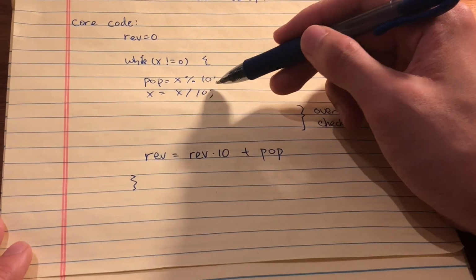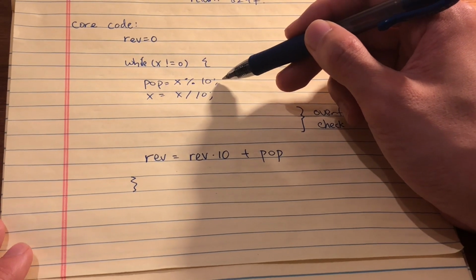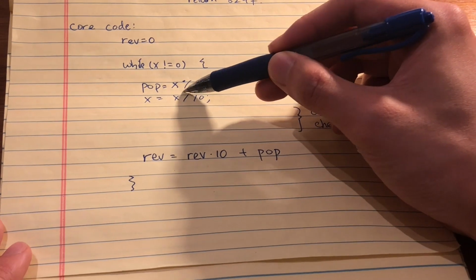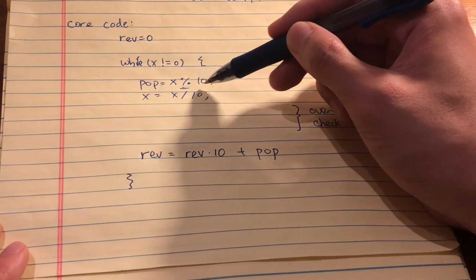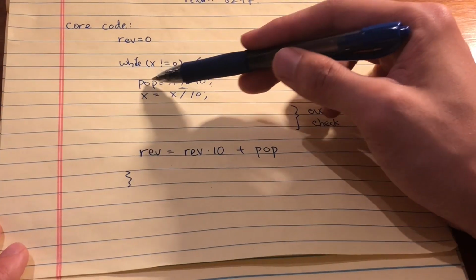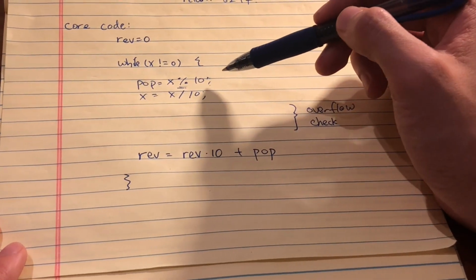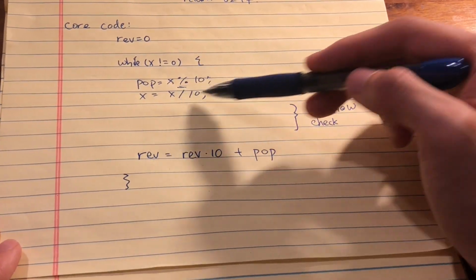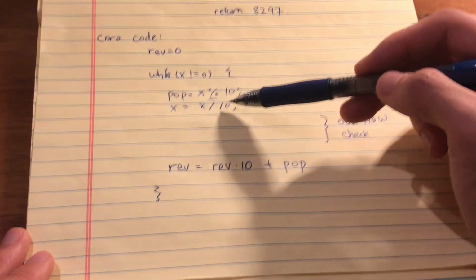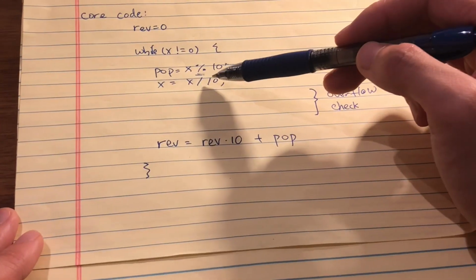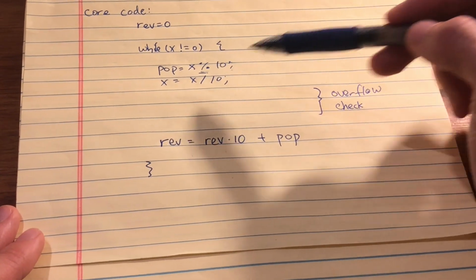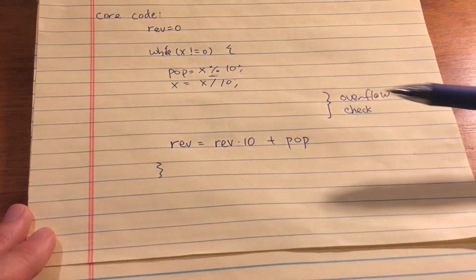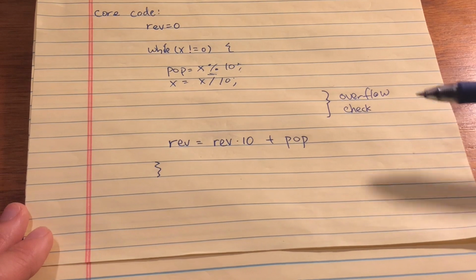First, we should pick out the least significant digit of the input x, and that's done by the remainder function. So this remainder function, when we call remainder 10, this picks out the least significant digit, which I call pop here. And then the x itself is reduced by removing the least significant digit. This is done by using the divide by 10 function. In addition to this, we need to check for overflow, but I'll explain this part a little bit later.